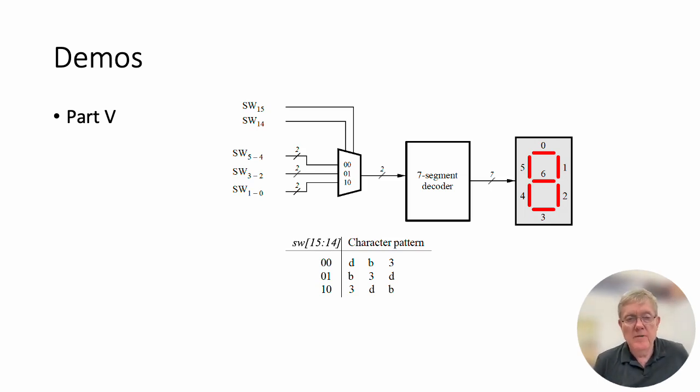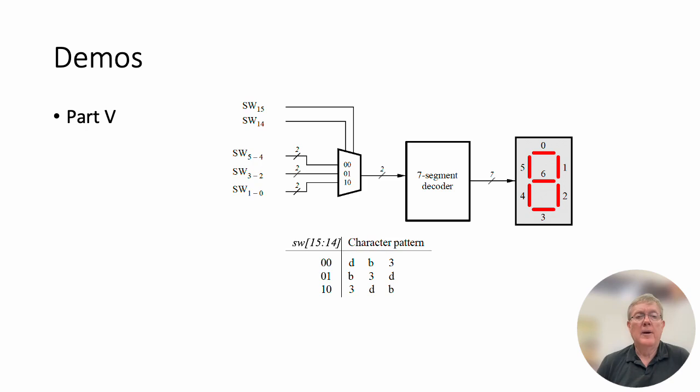In part 5 of the lab, we take the design a little bit further. In this case, we use a mux as well to determine what is to be displayed on the 3 least significant or rightmost 7-segment displays. We use switches 14 and 15 to control which switch setting is to be presented to the 7-segment decoder that's associated with each of the 7-segment displays.